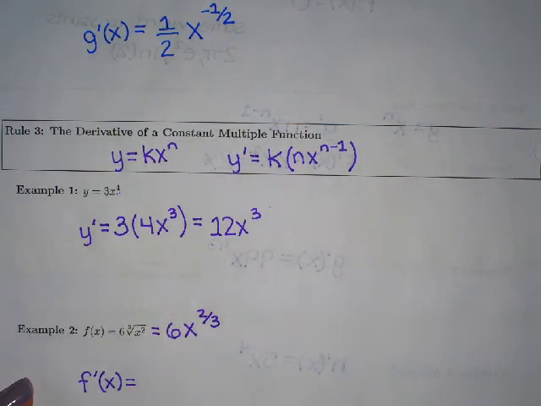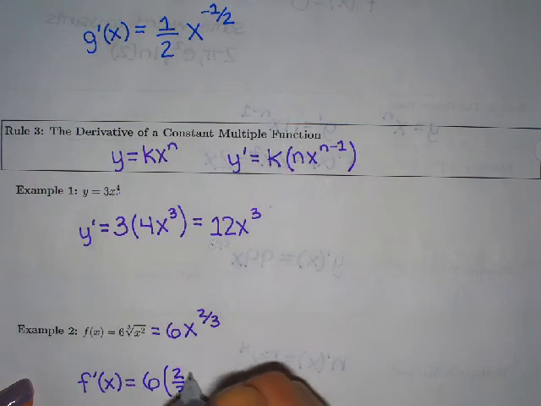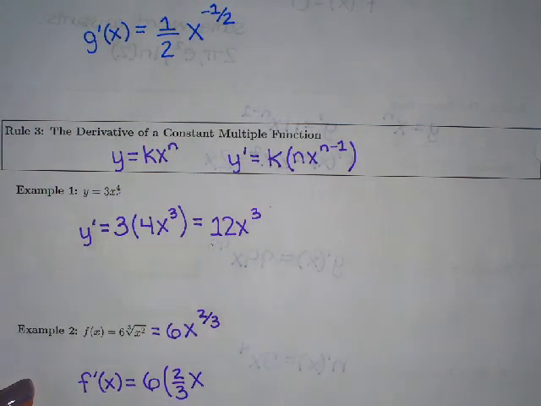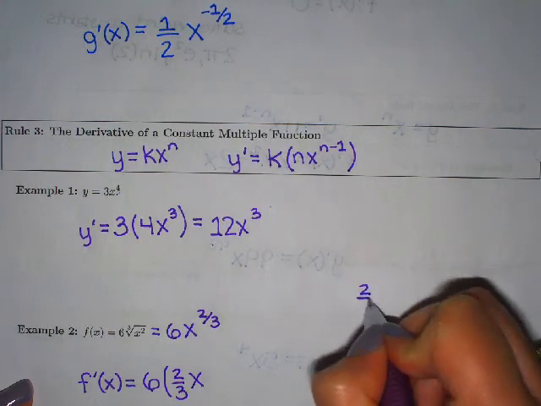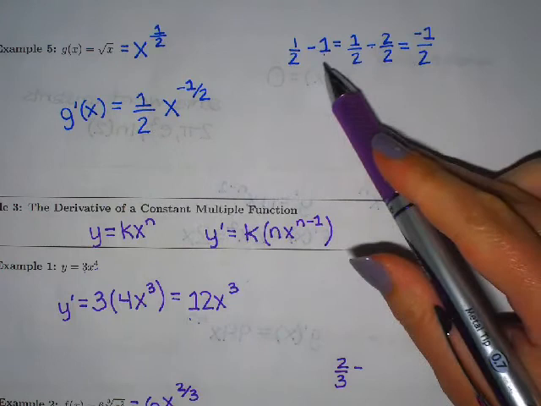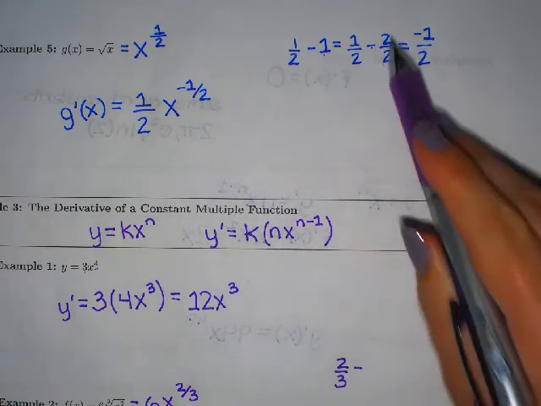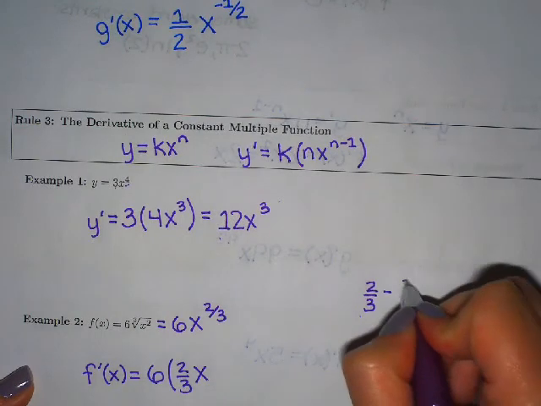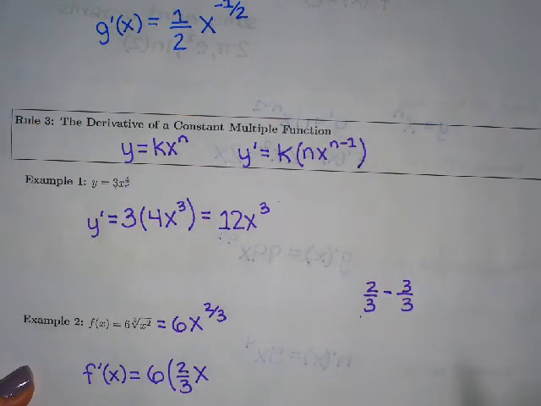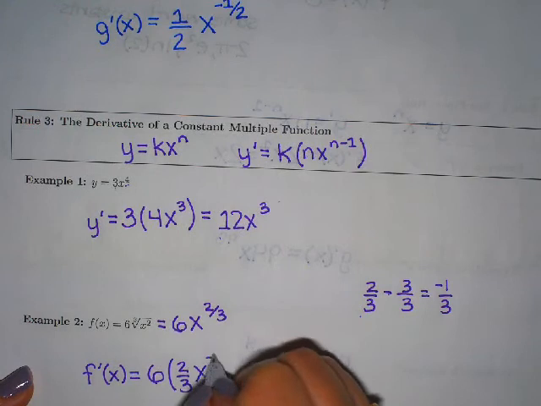F prime of x. I'm going to keep the 6 because we always keep the constant multiple. And we're going to bring down our power, which is 2/3. X to the what? I have to subtract fractions again. I'm going to do it off to the side. I have 2/3 minus 1. Well, let's not write minus 1 because it's not really helpful. We need to change it to be the same denominator as our first fraction. So we wrote minus 1 as 2 over 2. Here we're going to write minus 1 as 3 over 3. 2/3 minus 1 is the same thing as 2/3 minus 3/3. So we're going to have 2 minus 3, which is negative 1/3.